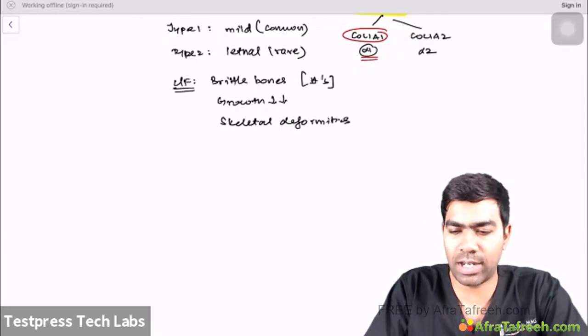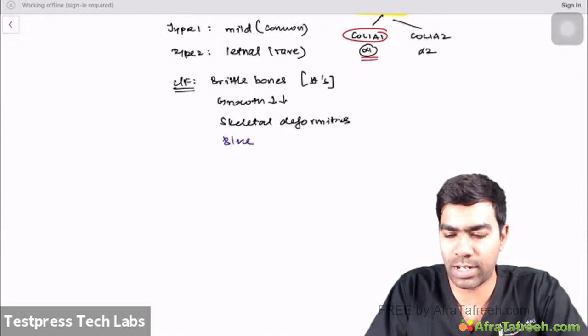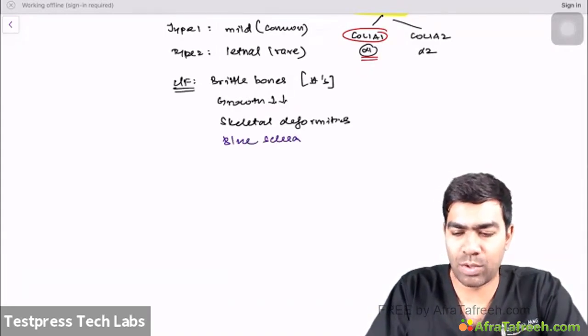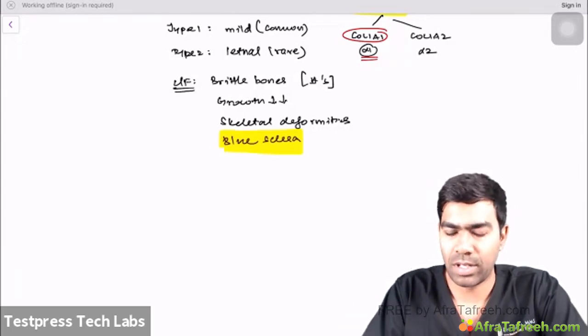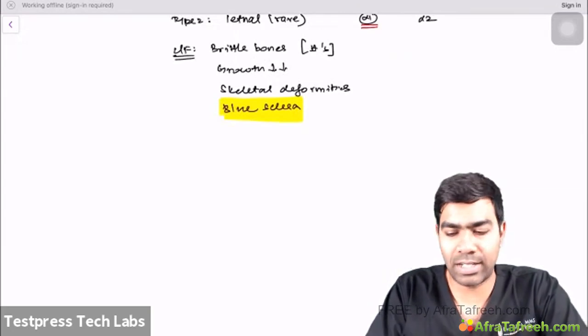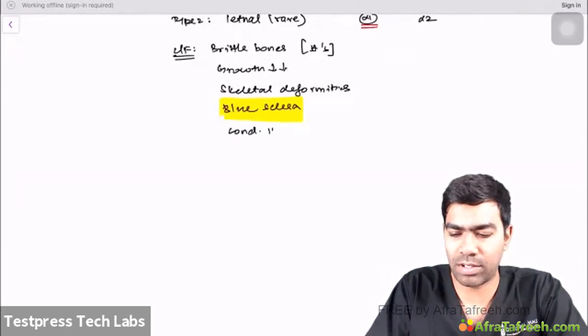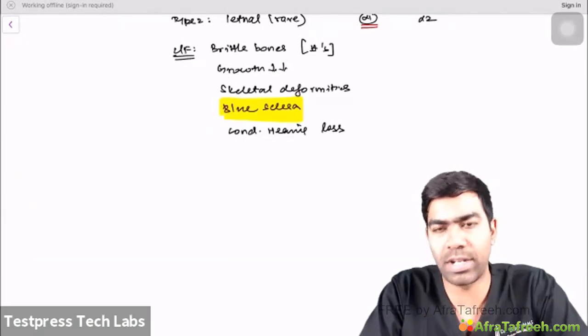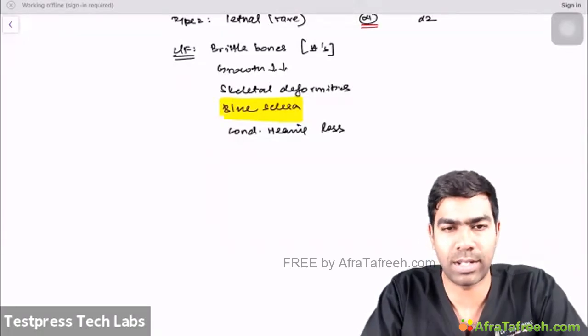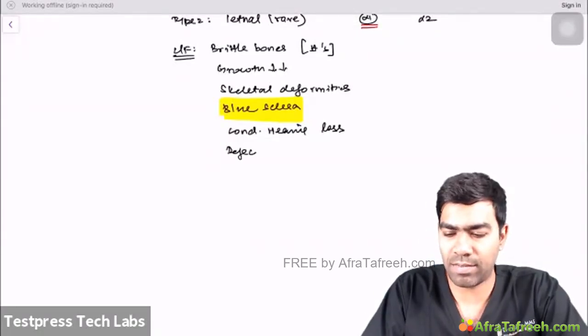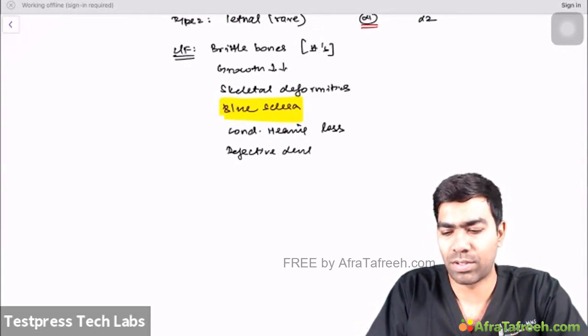Then more importantly, in the exam, the clue will be a blue sclera. Everyone knows that blue sclera is a feature of osteogenesis imperfecta, a very important clue in the exam. And patients will have conductive hearing loss, and it will be progressive in nature. By around their 20s, the patient will completely lose hearing because of severe conductive hearing loss. It is also very difficult to treat because even the ear ossicles are very brittle and break easily.